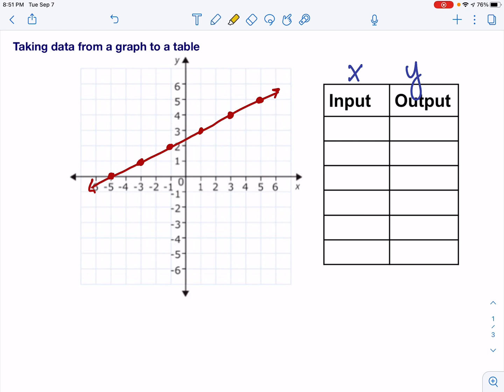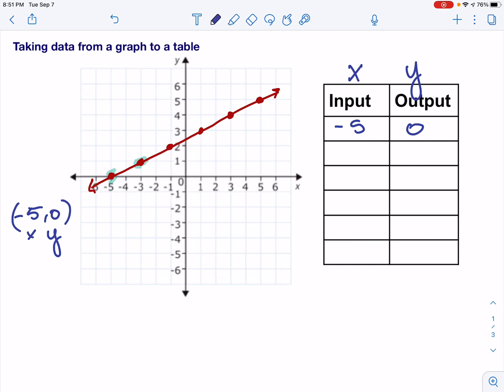So I'm going to start, let me highlight this first. This first point here on the left. And all I want to do is write down what the ordered pair is for that point. So that point there is actually -5, 0. And if I write it as an ordered pair like you see there on the left, I know that -5 is my x and y is my 0. So I'm going to put -5 for my input and 0 for my output in my table based on that ordered pair.